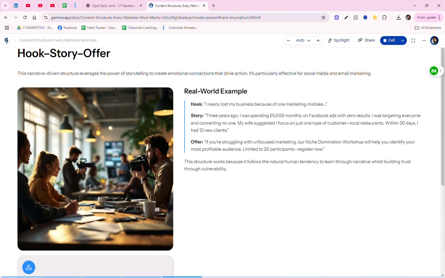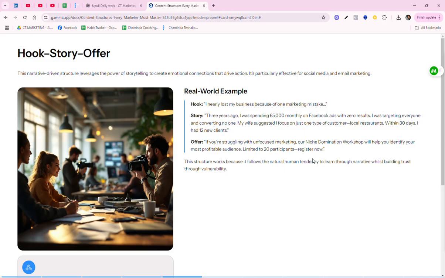This is a very common one, the simplest formula. It's hook, story, offer. A hook is something like a fish hook, right? So we just grab their attention, hook, and we tell them a story. This is what happened to me. These are all of my pain points, all of your pain points, and then we offer.